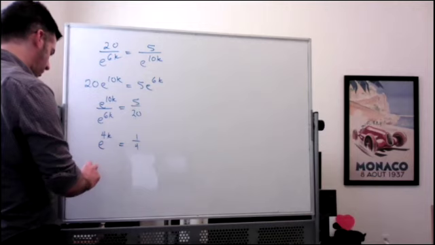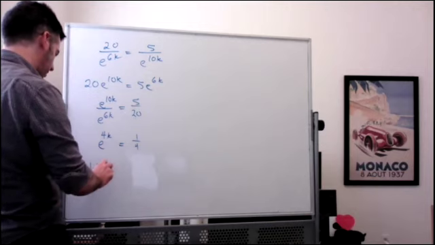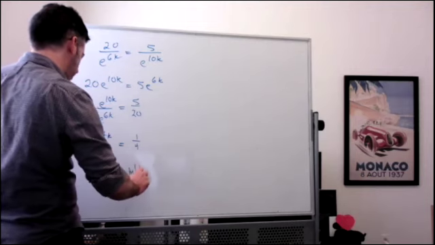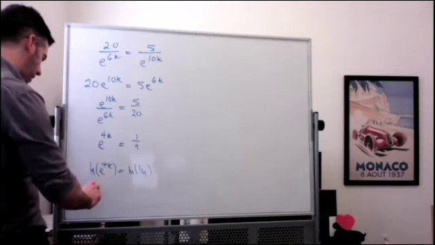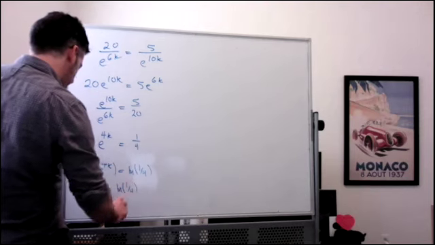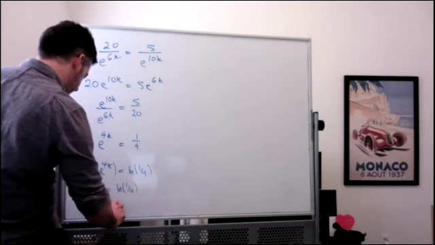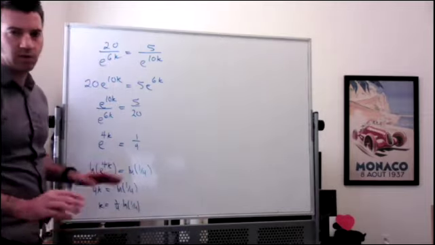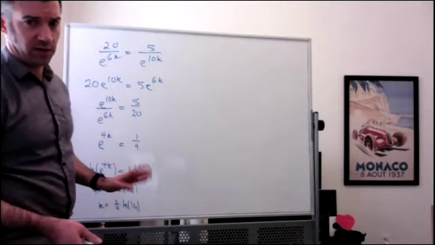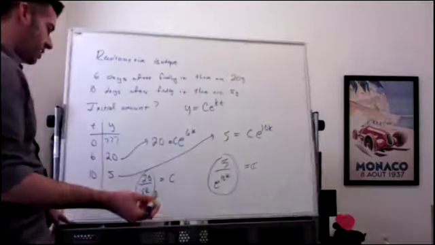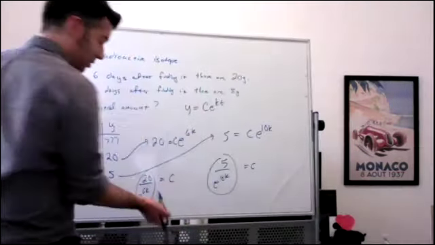So take the natural log of both sides. The natural log of e to the 4k equals the natural log of 1/4. And so 4k equals the natural log of 1/4, and k equals 1/4 times the natural log of 1/4. Coincidence that it's 1/4 natural log of 1/4. So then to find c, I can plug this back into either one of these equations.